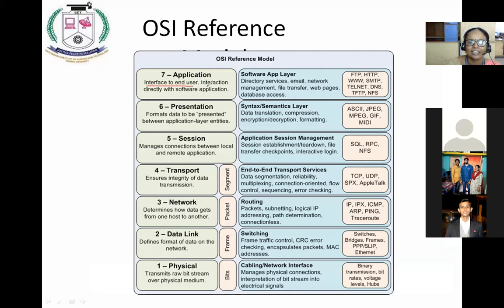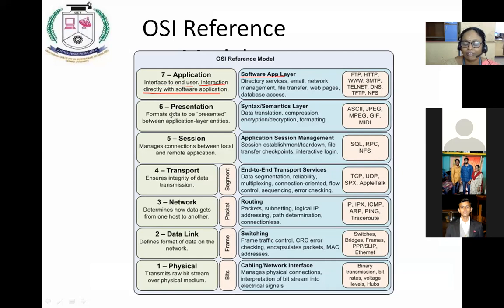The application layer is the interface to the end user, with interaction directly with the software application. That's why we have seen Mozilla Firefox, Skype, Chrome and so on, which are responsible for access by the end user. Protocols like FTP, HTTP, and SMTP are responsible for the application layer. Coming to the presentation layer, it does data translation, data compression, and encryption and decryption.